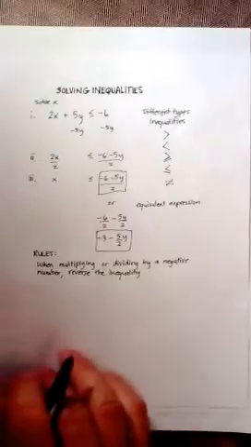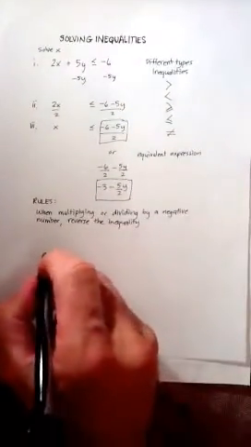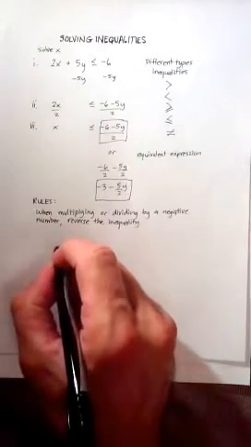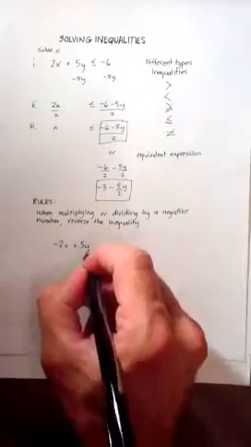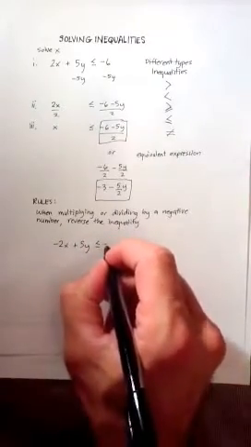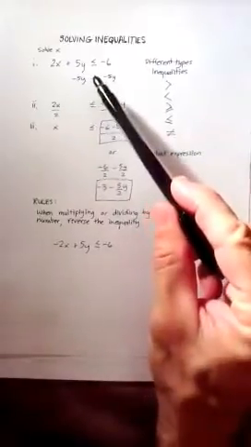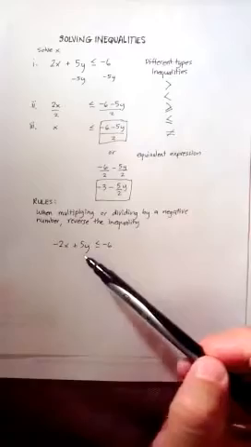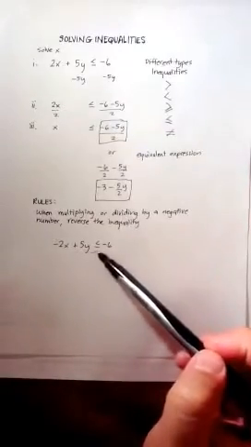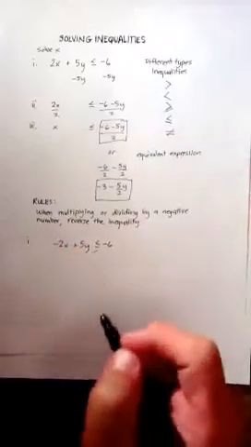So what does that mean? Let's see if we can make that practical. Here's another example, we'll call this example 2. Let's go with negative 2x plus 5y is less than or equal to negative 6. Notice the difference: in the original equation I had positive 2x plus 5y is less than or equal to 6, and here I've got a negative 2x. Let's see how that changes the answer.